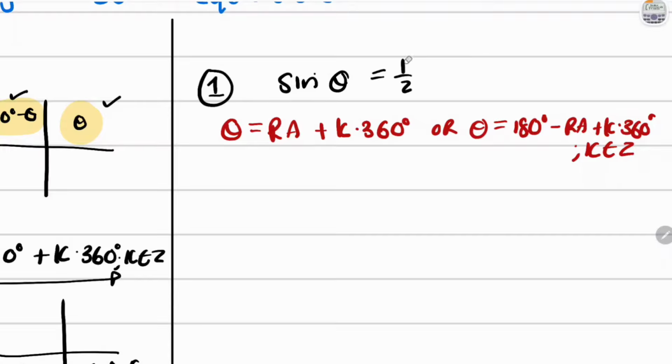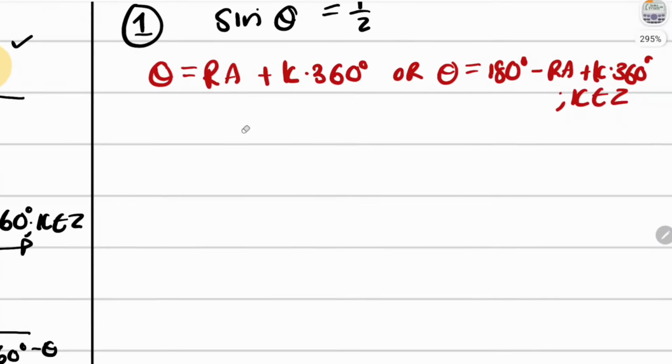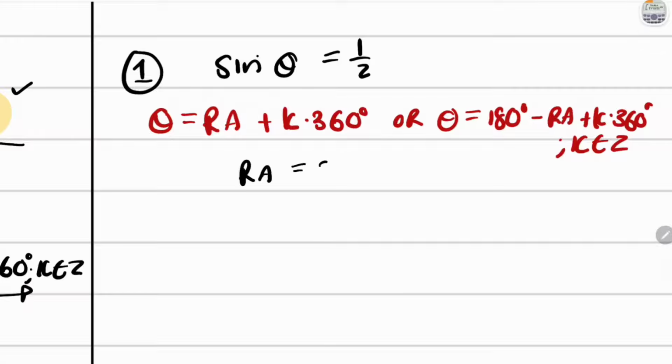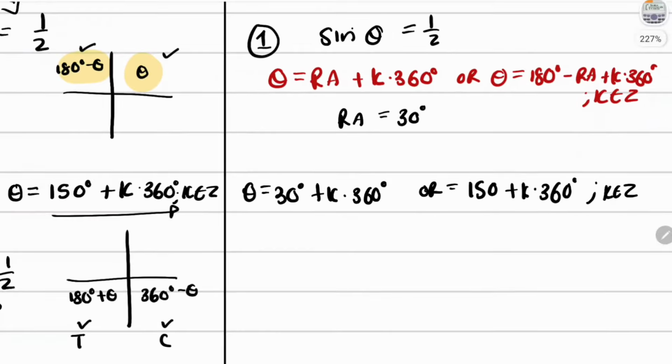Regardless of whether this is positive or negative, you would always stick with this. So this is how it would work here. It worked just exactly the same way that one worked, okay? Because that was positive. So again, you'd find your reference angle to be 30 degrees, and then you just say theta is equal to that reference angle plus k 360 degrees, or theta is equal to 180 degrees minus your reference angle of 30 degrees, which gives you your 150 degrees, and then it is plus k 360 degrees, where k is an element of integers again, okay? And that will just be it.